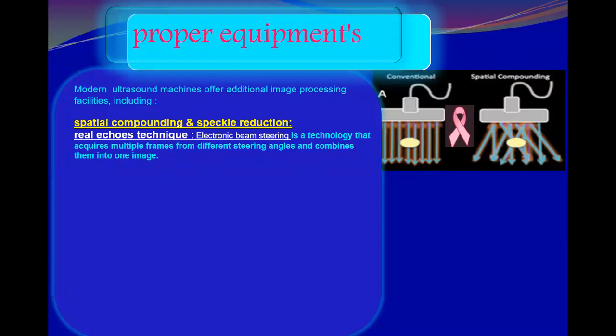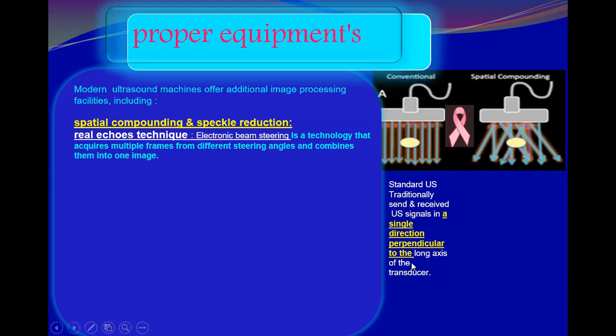Regarding spatial compounding and speckle reductions. What is spatial compounding? If you look here, this is a conventional ultrasound transducer. And this is the spatial compounding. What do you think the difference between the two? In conventional standard ultrasound, we traditionally send and receive the ultrasound signal in a single direction perpendicular to the long axis of the transducer, like this.